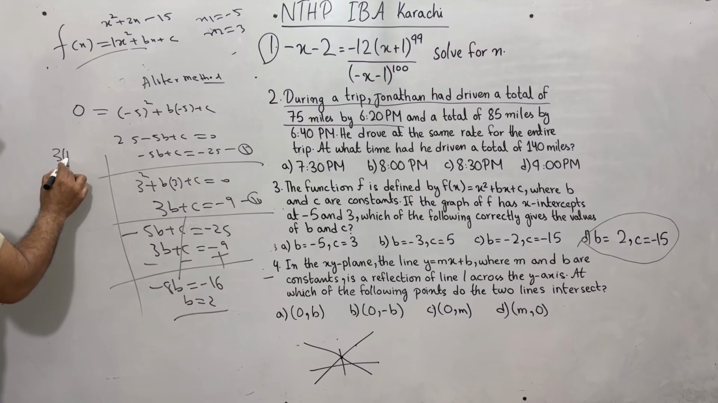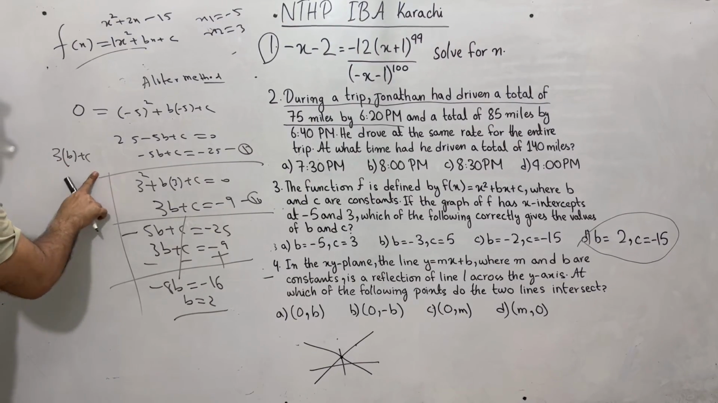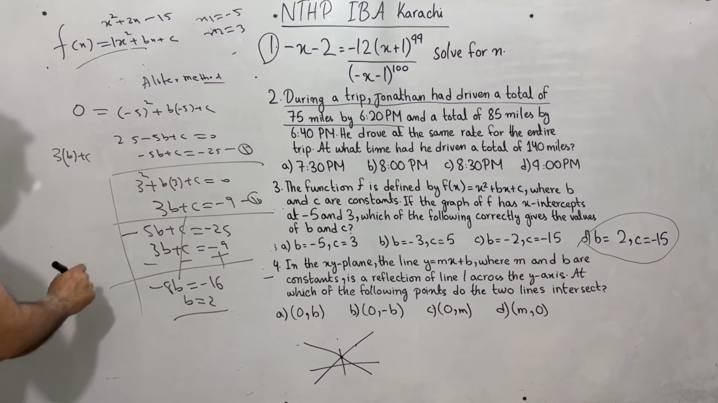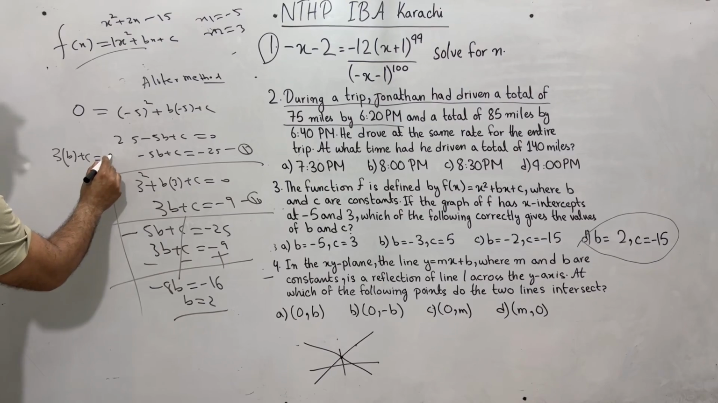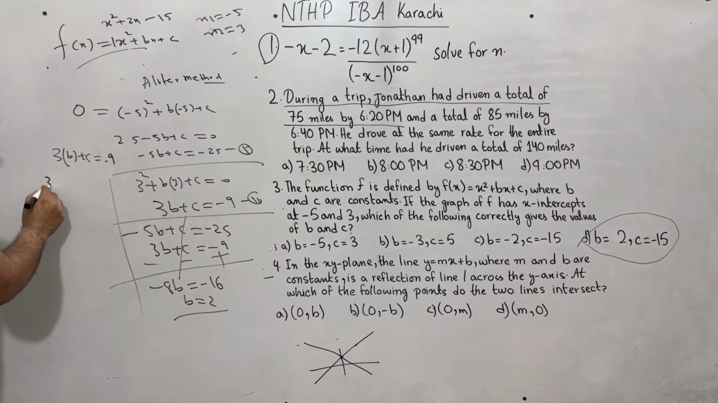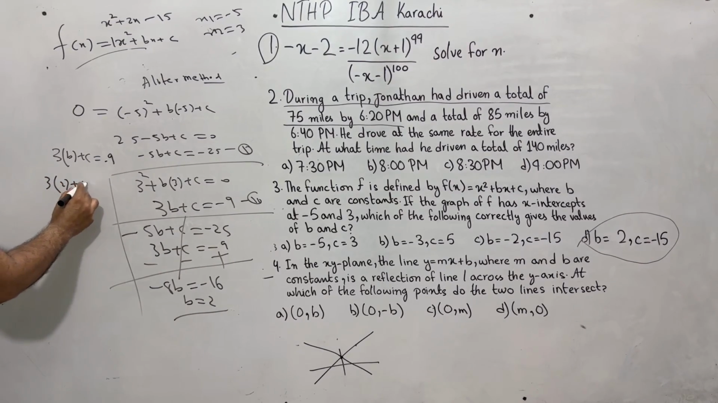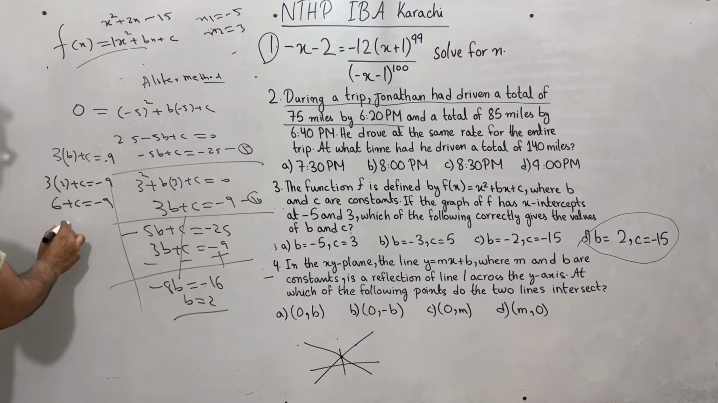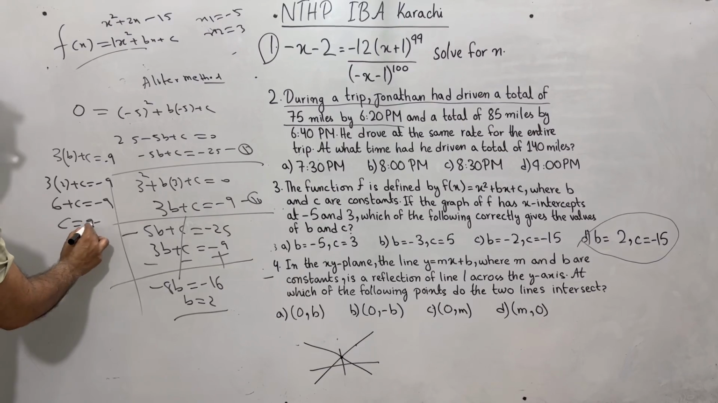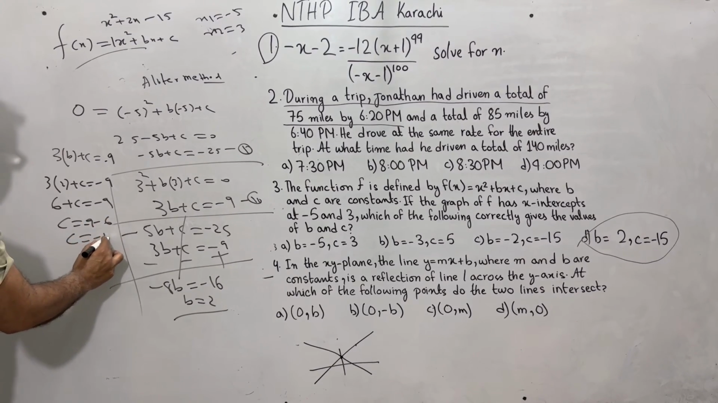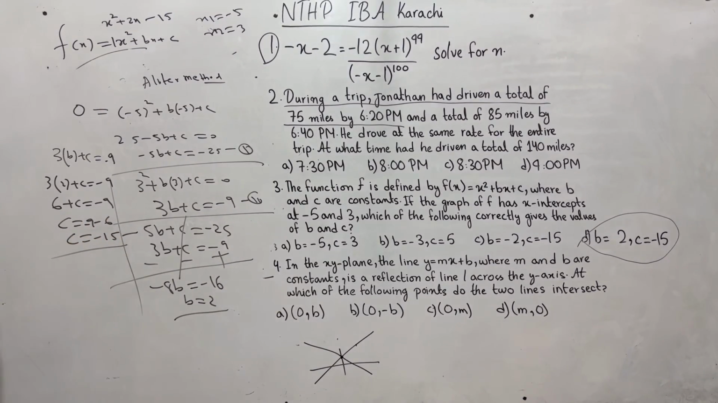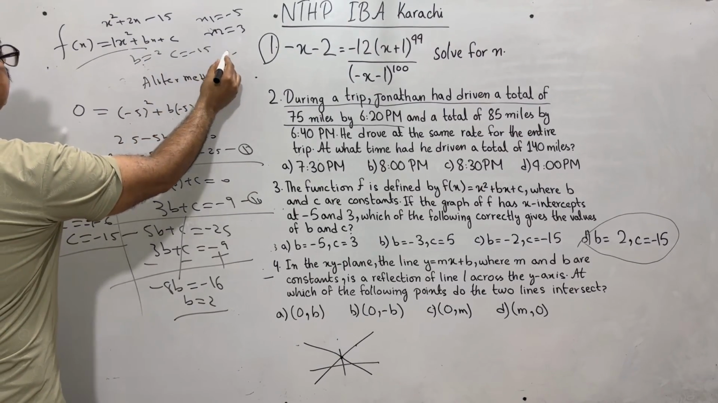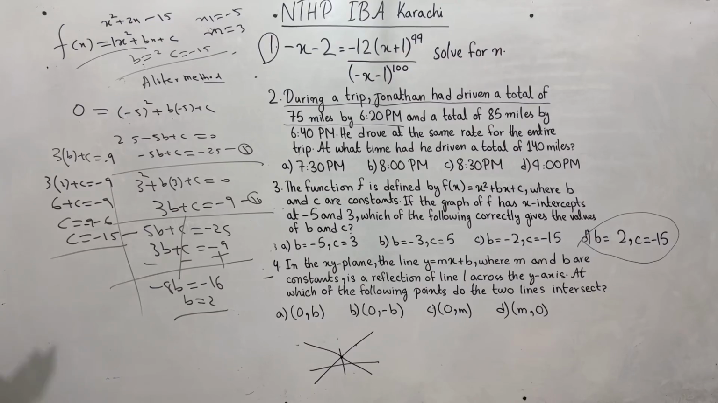Let me plug in here: 3b plus c is equal to negative 9. With the value of b as 2, 6 plus c is equal to minus 9. So c is equal to minus 9 minus 6. So c is equal to minus 15. Yes, b is equal to 2 and c is equal to minus 15 are the right option in that case.